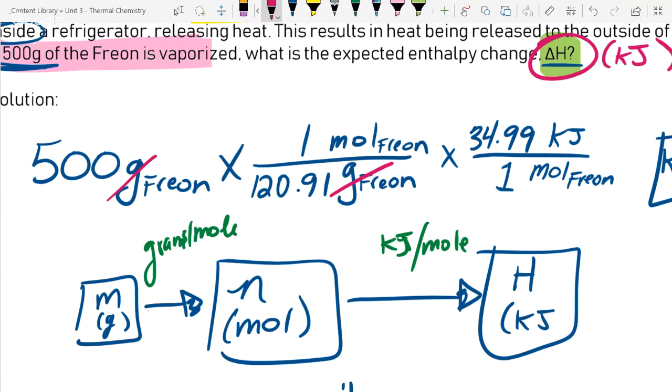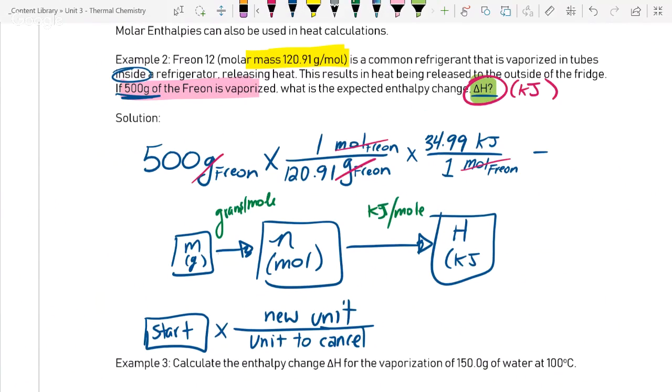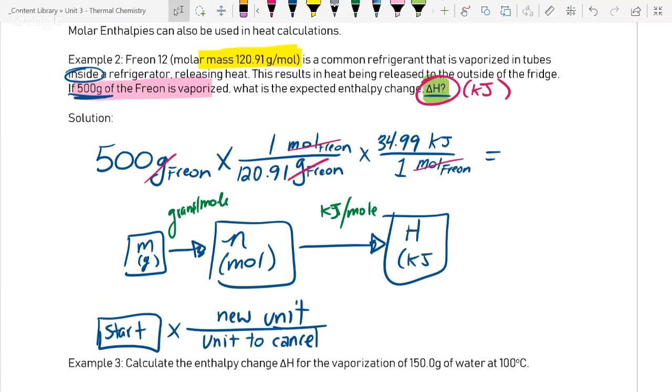Now, what units cancel? Moles of freon cancels with moles of freon, and I will be left just with kilojoules. All right, so go ahead and do that calculation. And by the way, if you're wondering how to do it, just multiply by the numbers on the top, divide by the numbers on the bottom. So it'd be 500 times 1 divided by 120.91 times 34.99 divided by 1. Just go through and follow it. Take a minute. Let's make sure everyone gets it.